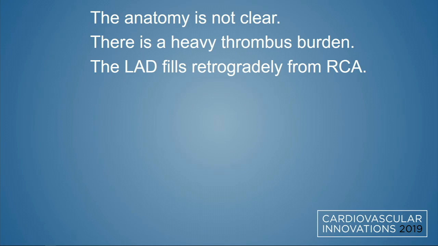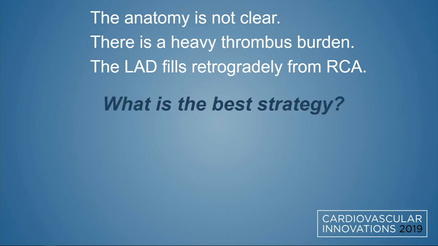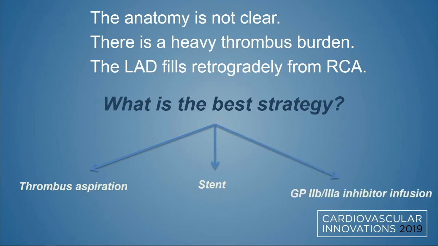So the anatomy here is not clear. There is a heavy thrombus burden, and the LAD fills retrogradely from the RCA. What is the best strategy? Thrombus aspiration, stent, or GP2b3a inhibitor infusion.